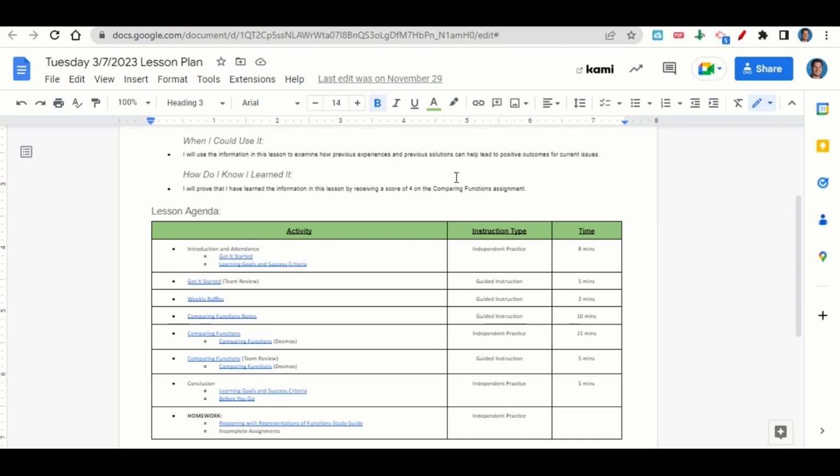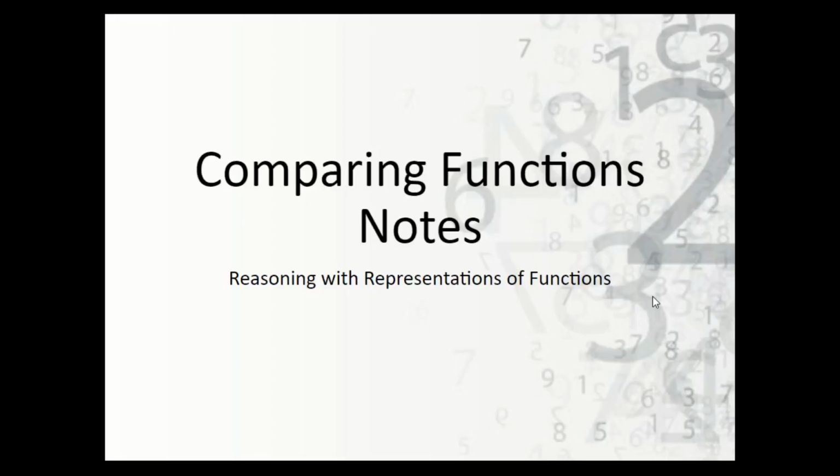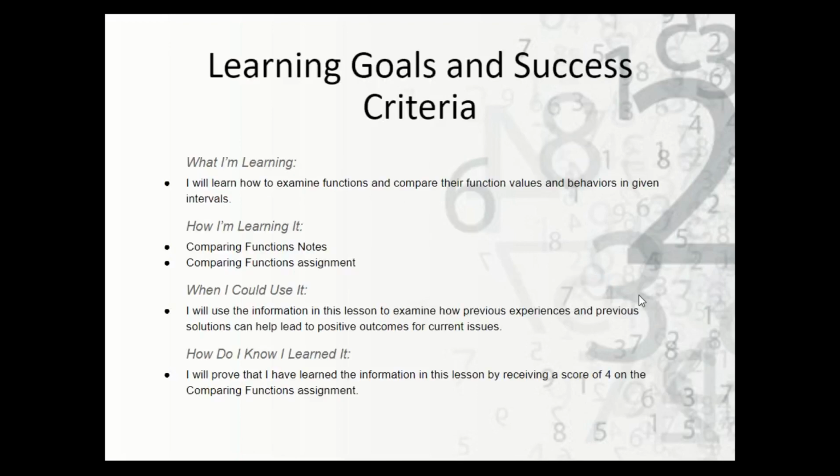At the end of class, we'll go back over our learning goals and success criteria while you fill out your Before You Go. Your only homework for tonight is to continue working on the reasoning with representations of functions study guide and any incomplete assignments that you may have. Let's take a look now at the comparing functions notes. The notes begin with the learning goals and success criteria.